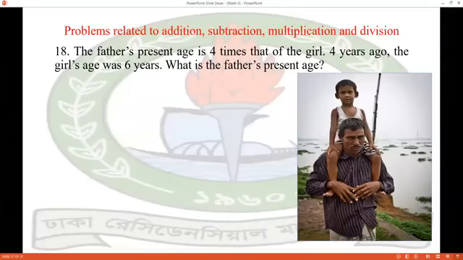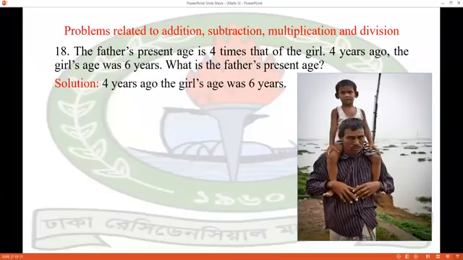So this is complicated, because the father's present age is 4 times the girl's, but the girl's age was given 4 years ago. 4 years ago she was 6. So her present age will be 6 plus 4, that means 10. But the father's present age is 4 times the present age of the girl. So you have to multiply 4 with the present age of the girl, then you can find out the father's present age. So it is calculated in this way.